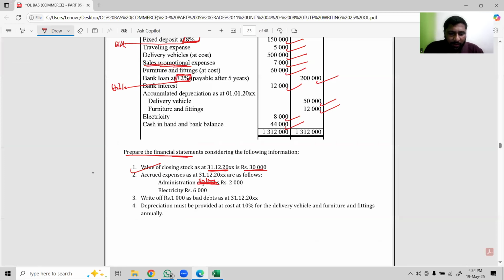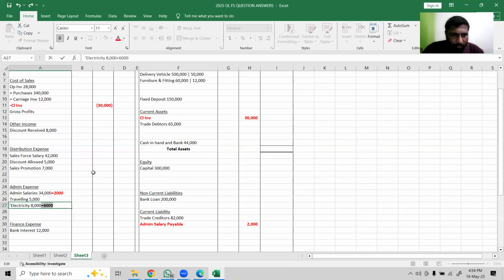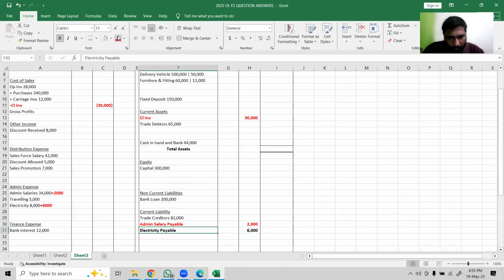Next one, electricity not yet paid 6,000. Increase the electricity by 6,000. Electricity payable 6,000. Two places.